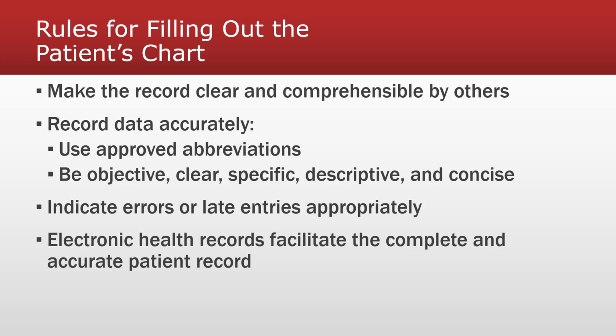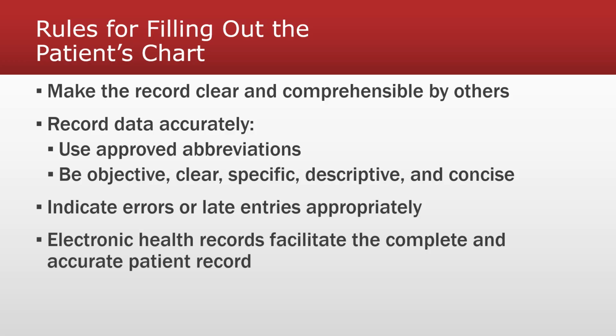Not vague notes like "patient doing better," but concrete details like blood pressure decreased from 150 over 95 to 125 over 80 after medication. When mistakes happen, and they do, they should be indicated appropriately. No erasing, no covering up. Late entries should be marked clearly so the timeline of care stays accurate. Today, electronic health records help standardize this process. They provide prompts, reminders, and structured fields that reduce ambiguity and keep the patient's record complete.